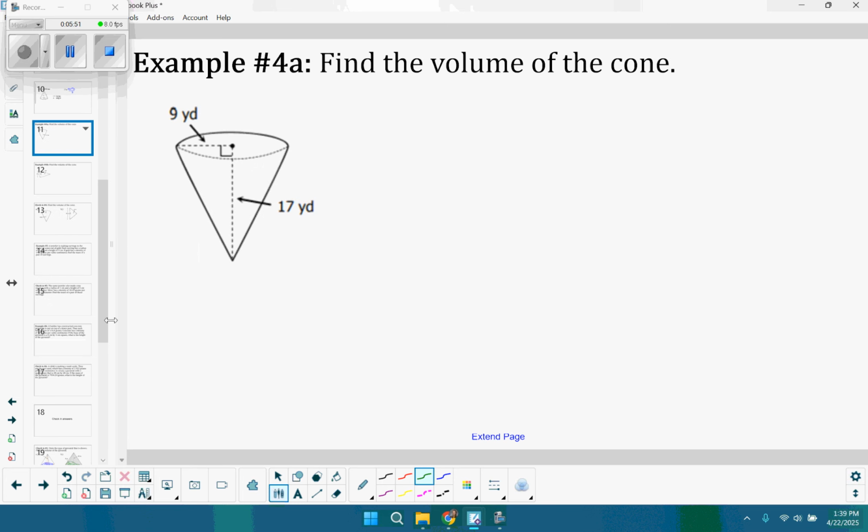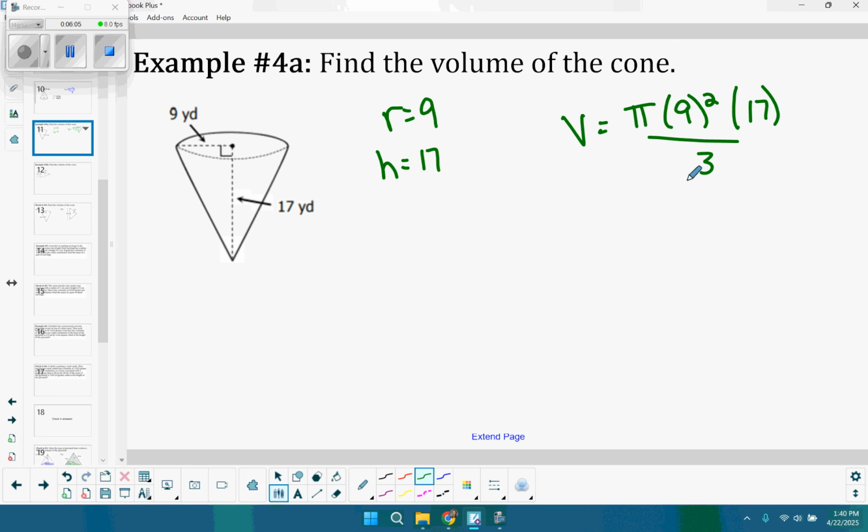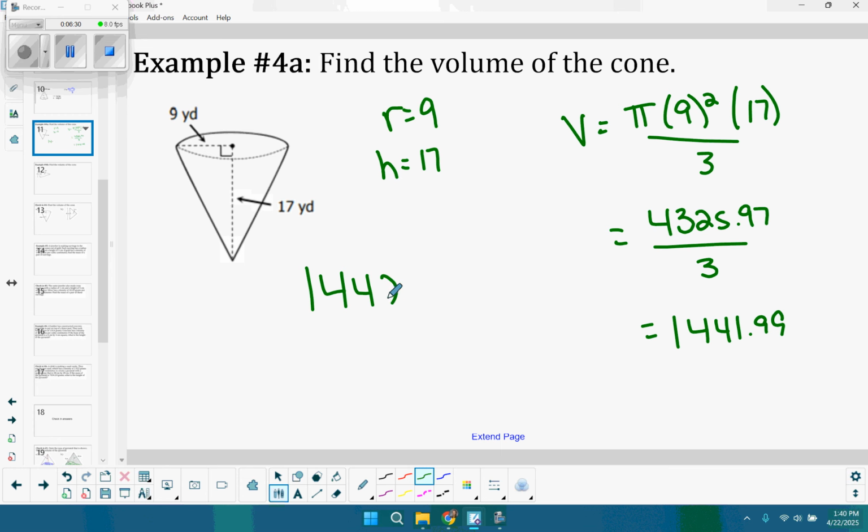So example 4a, we're going to find the volume of the cone. We do see we have a radius of 9, and we have a height of 17. So when I do pi r squared times h over 3, you can do this all at once. I tend to write it as two separate things. I write the top first. So I do my 9 squared times 17 times pi, and I got 4325.97, and that's still over 3. You do not have to do this. You can certainly go straight to your final answer. So we're going to say 1442 yards cubed.